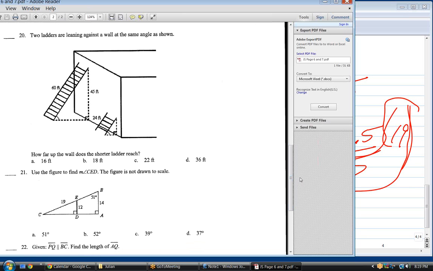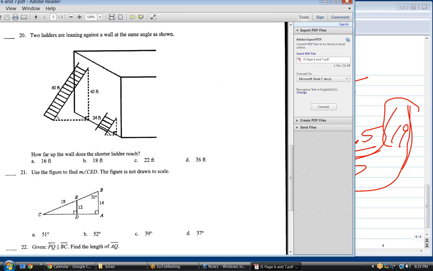What kind of triangles are this triangle right here and this triangle right here? They both have right angles. Not only do they have a right angle, they also have this angle that is the same. Notice that little curved line? Oh, yeah, I see that.